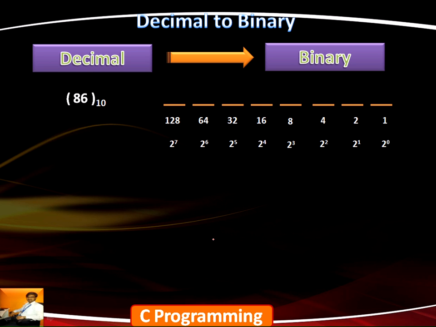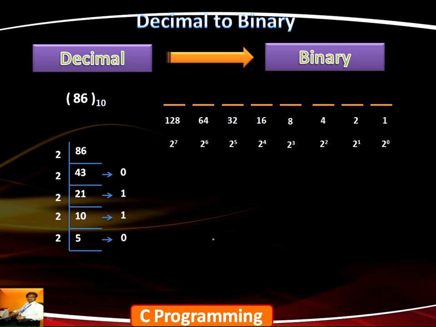Take 86. We shall proceed with method number 2 itself. So 86 divided by 2. 2 43s are 86, remainder is 0. 2 21s are 42, remainder is 1. And 2 10s are 20, remainder is 1. 2 5s are 10, remainder is 0. 2 2s are 4, the remainder is 1, and 2 1s are 2, the remainder is going to be 0.